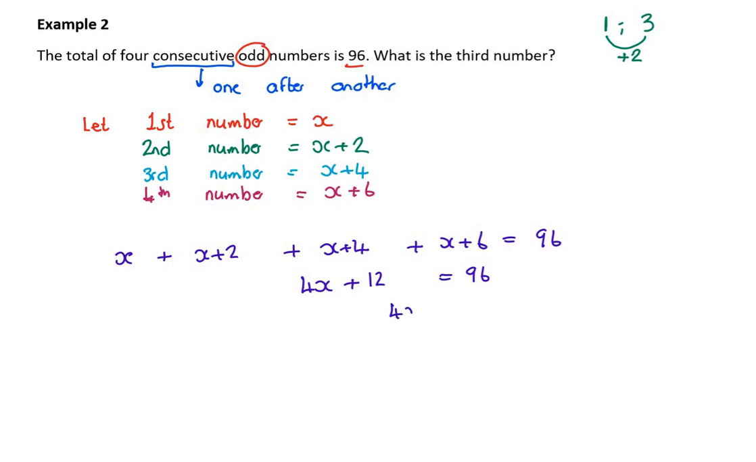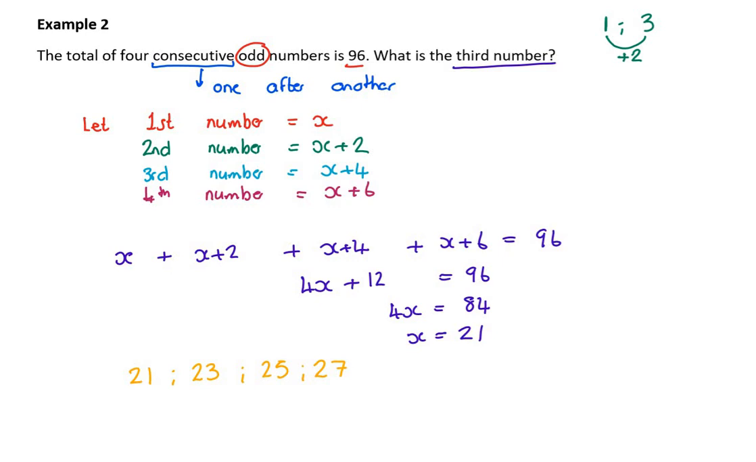If I minus 12 on both sides, I get 84. And so finally, when I divide 84 by 4, I get 21. Now, again, that's not the answer to the question, because the question said, what is my third number? So basically, I have to go back and say, right, my numbers are 21, 23, 25, and 27.